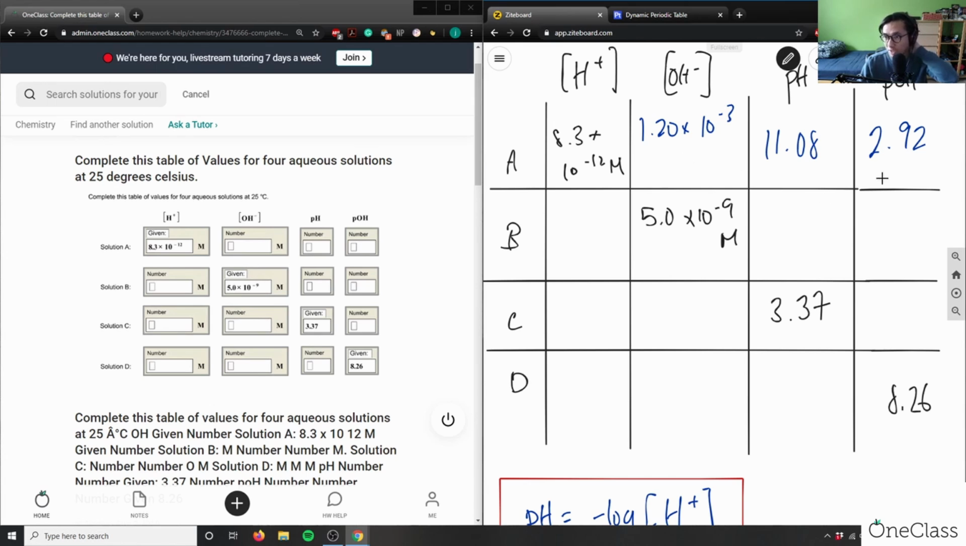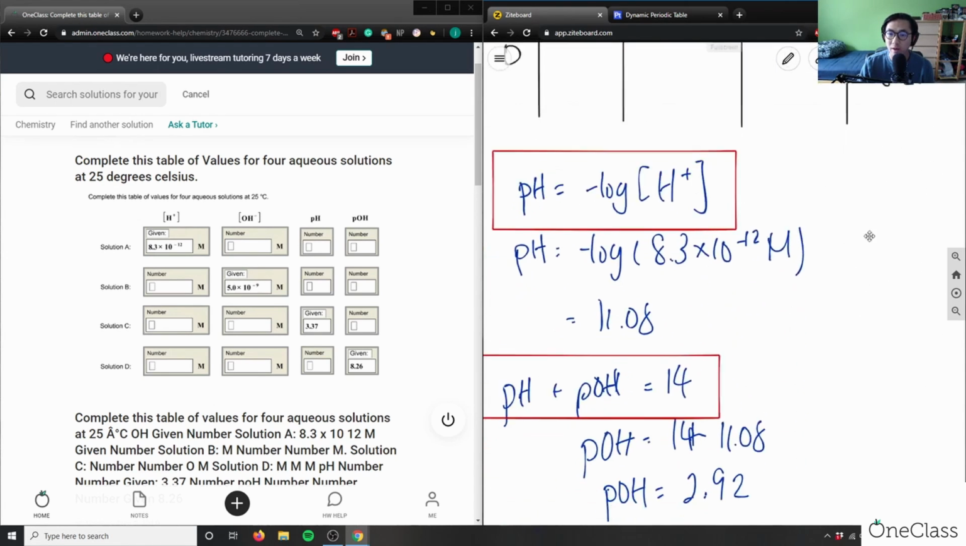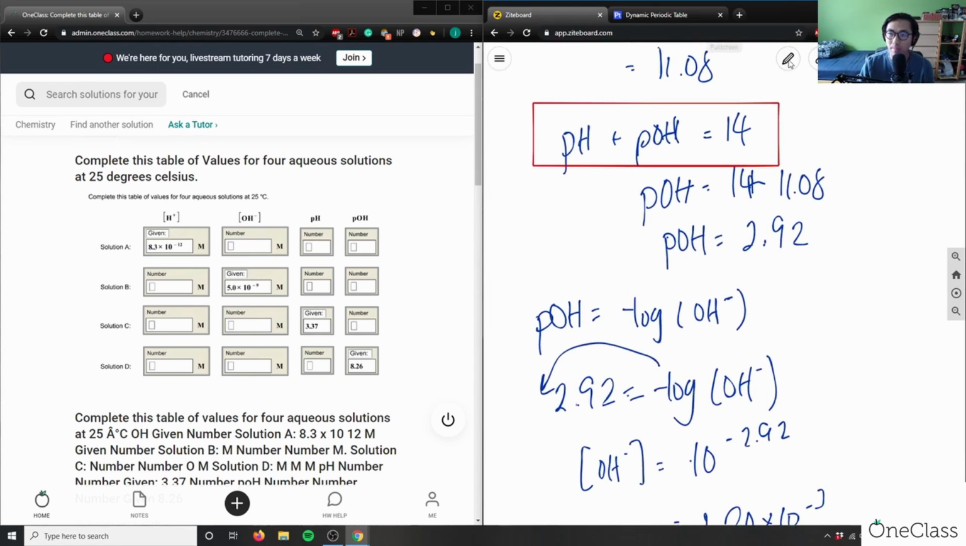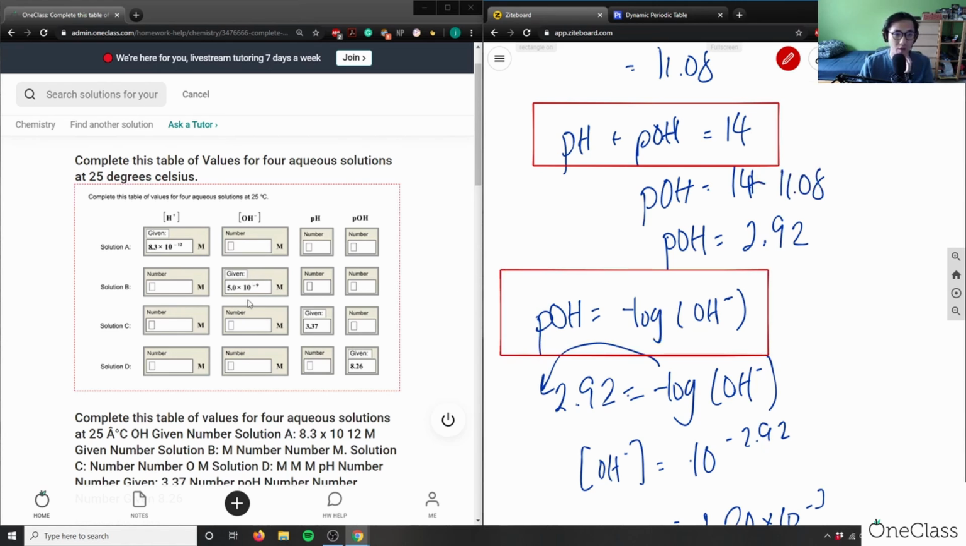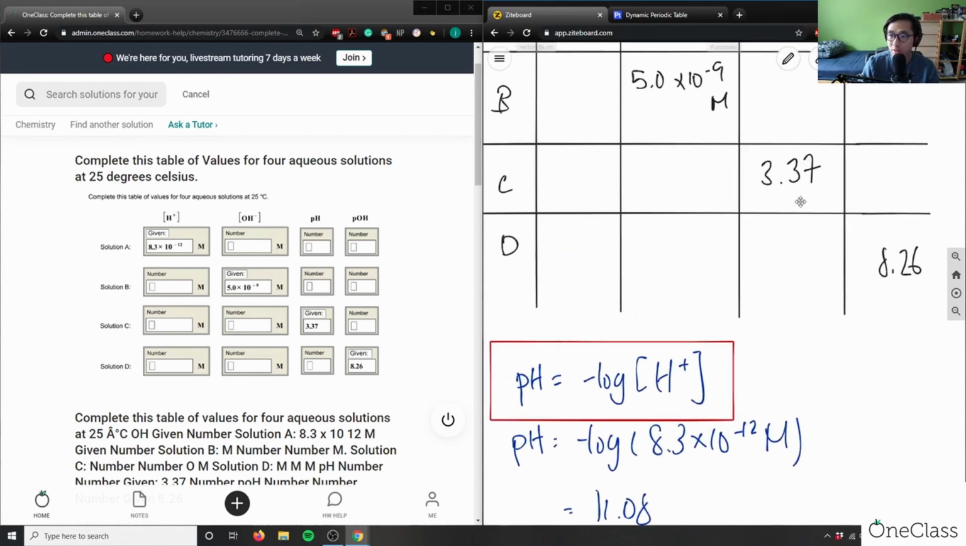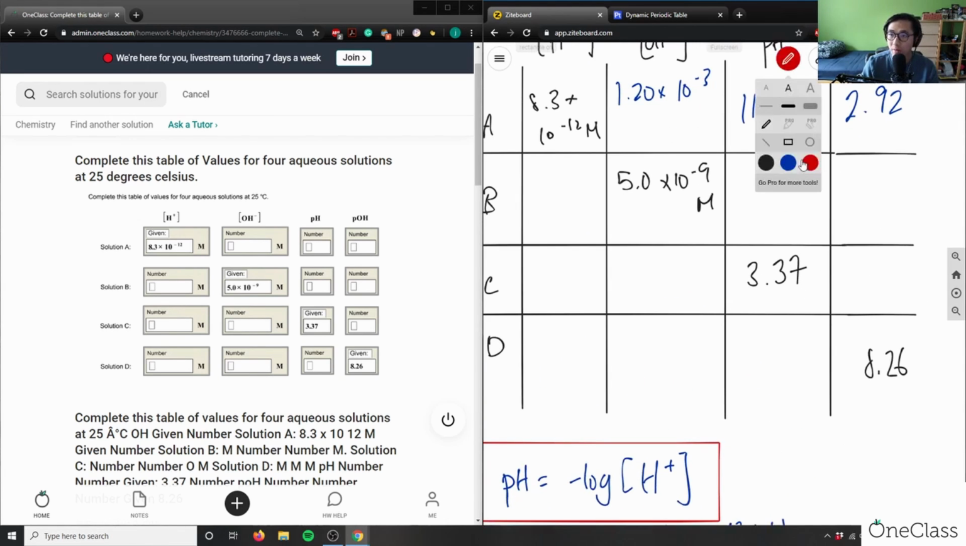So let me do OH and pOH in solution B here, right? So again, I'm using the exact same formula. I'm going to use this one here. I told you I would box it for you. I would use this formula here to figure out my solution. So pOH would equal negative log of 5.0 times 10 to the negative 9, which is the concentration of our hydroxide ions. In this case, that would give me 8.30. So I can simply put 8.30 in our pOH column.